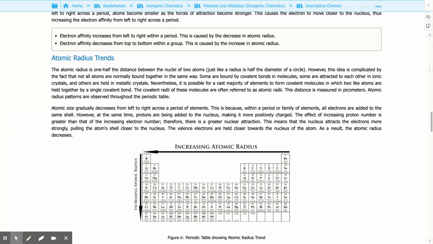Last one I'll go over is atomic radius. Atomic radius is one half the distance between the nuclei of two atoms, just like the radius is half the diameter of a circle. However, this idea is complicated by the fact that not all atoms are normally bound together in the same way.